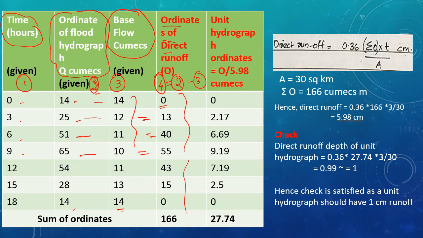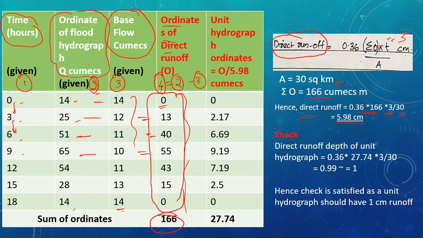Now you can find out the direct runoff depth using equation 0.36 sigma O into T centimeter by A. Here area of the catchment is given as 30 square kilometer, and sigma O, that is the sum of these values, is equal to 166. That is sigma O, the sum of direct runoff ordinates, into T, that is the time interval, that is 0 to 3, 3 to 6 etc. So that is t equal to 3, divided by A is 30. Hence direct runoff depth is obtained as 0.36 into 166 into 3 by 30, that is equal to 5.98 centimeter.